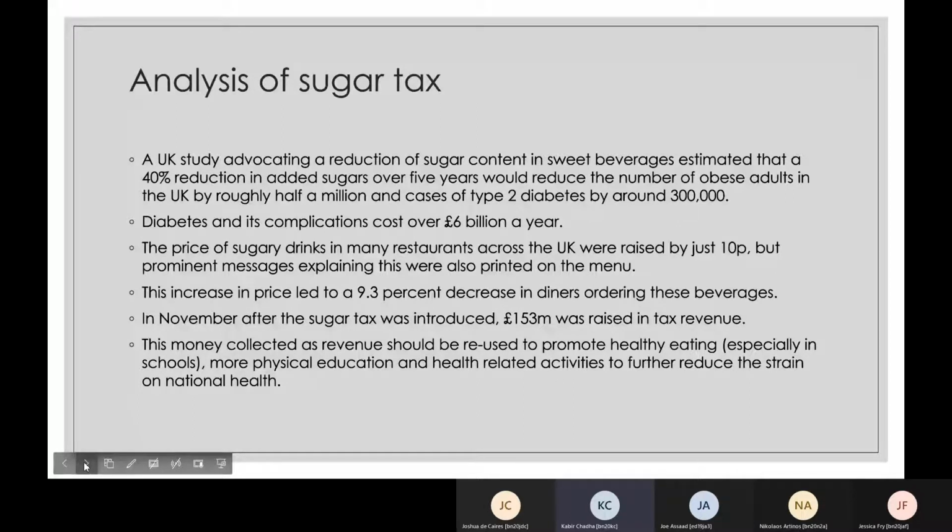In November, after the tax was introduced, £153 million was raised in tax revenue. This money collected as a form of revenue should be reused to promote healthy eating, especially in schools, more physical education and health-related activities to further reduce the strain on national health.